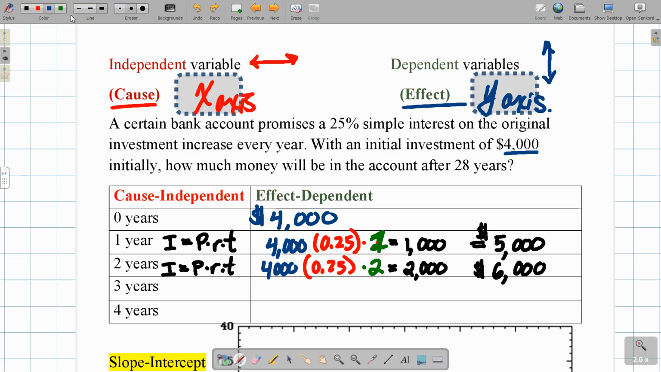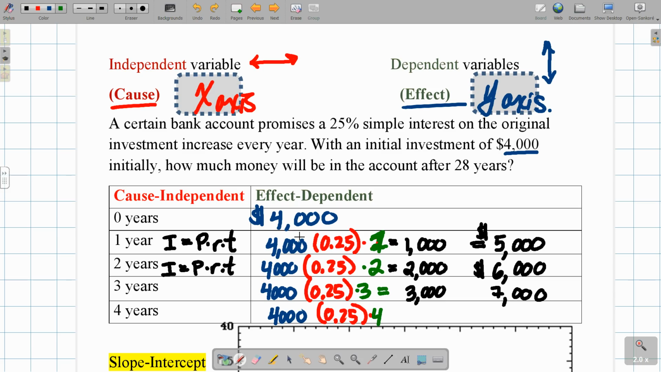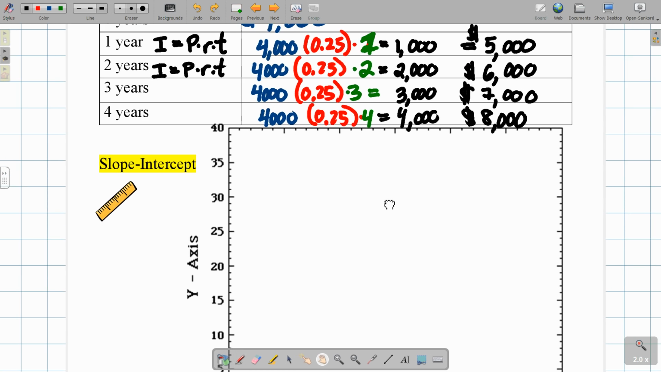You see what's going on here? 4,000 times 25% at 3 years will get me an additional $3,000. So my balance from the original is going to be $7,000. Last one, 4,000 times 0.25 times 4. So after 4 years, I'm going to add $4,000. So my money is $8,000.